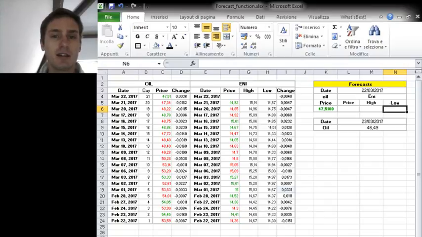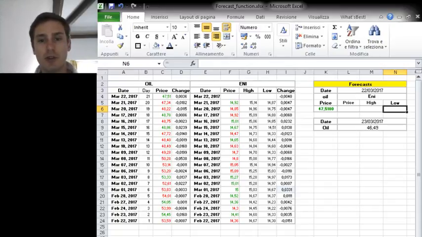Forecasting can be easily done using the FORECAST function of Excel, or FORECAST.LINEAR for whoever is using Excel 2016. This function, given two sets of data, the y, the dependent variable, and the x, the independent variable, plus a known value of x, will return a forecasted value of y using a linear regression. I'm going to show you how to do it in this easy example.